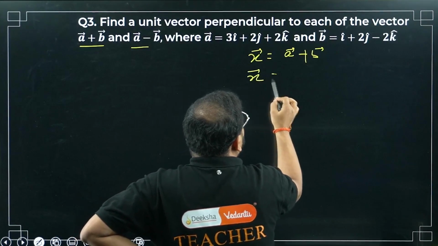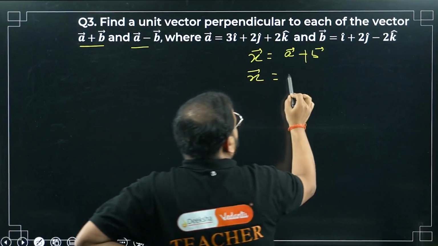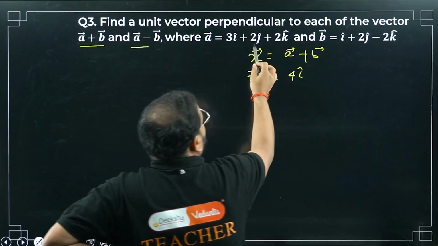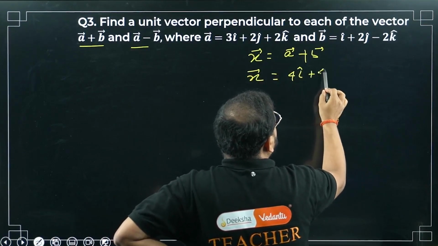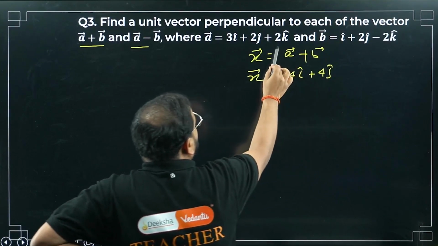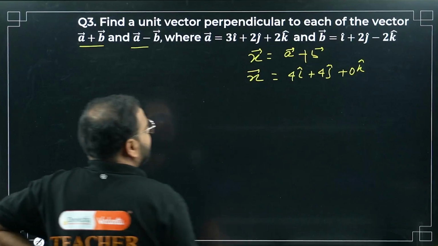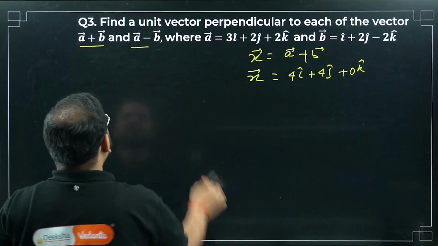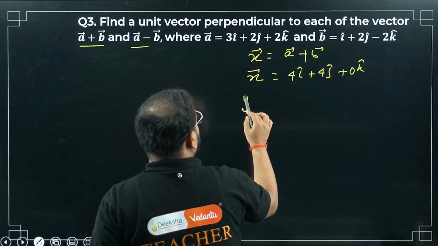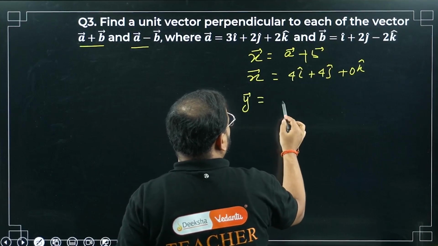What is a plus b? 3i plus i, 4i cap. 2j plus j, 4j cap, and 2k minus 2k, so plus 0k cap. This is my vector x, or a plus b. In the same way, I'm going to take a minus b as y.